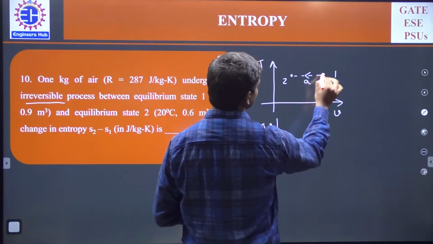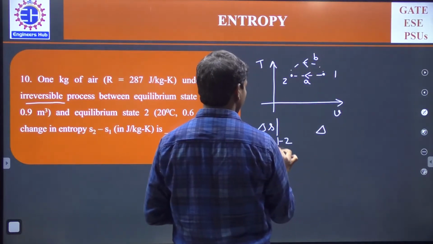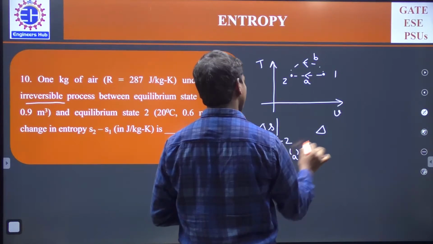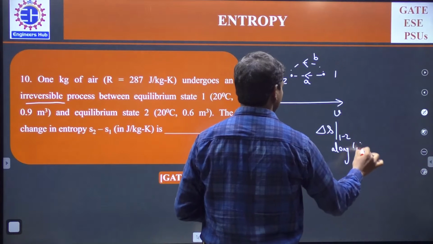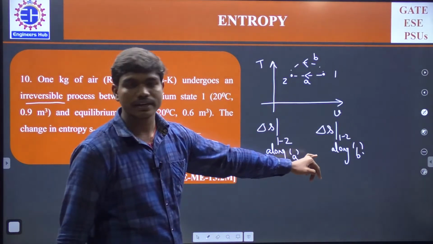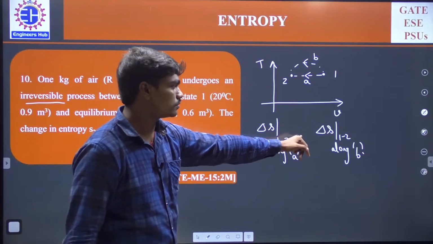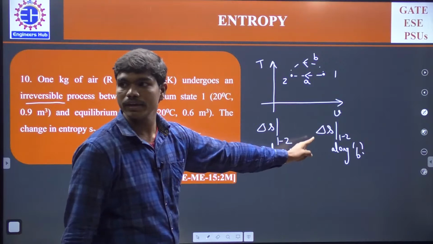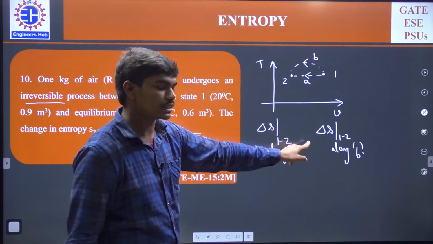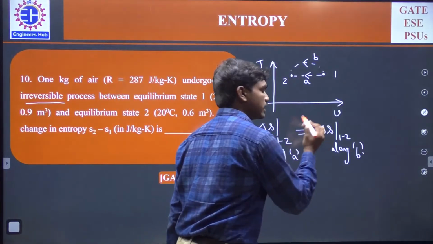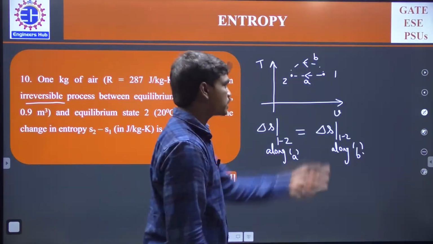If I consider it along path A and if I consider this along path B, can you tell me what mathematical sign could fit in between? Equal to or less than or greater than? Between these two terms, which mathematical sign could fit here? Equal to sign, because entropy change depends only on points. So this is the first point and this is the second point, basically initial and final states.